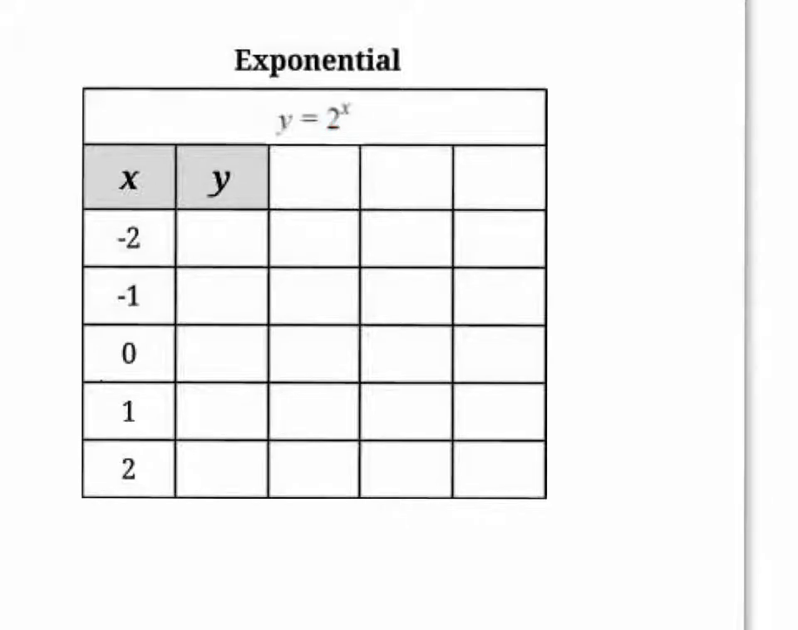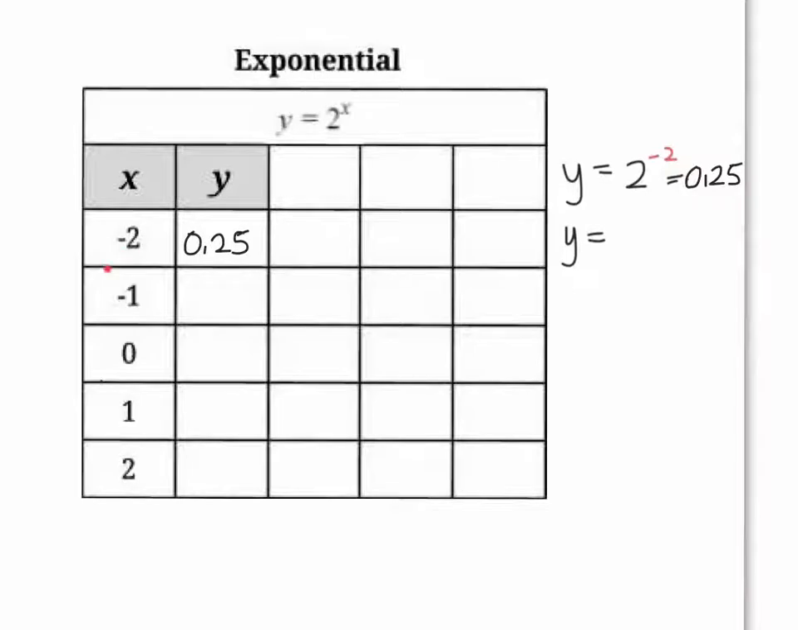So for the first one, we're going to take y equals, instead of x, we're going to put in -2. So what does this mean? If you've dealt with negative exponents before, you know that this actually just means 1 over 2 squared, which is going to be 1 over 4. If you've never seen that before, don't stress about it. You're just going to throw it right into your calculator. So if you were to put 2 to the power of negative 2 right into your calculator, you should get 0.25. So that's what I'm going to write here. We got 0.25.